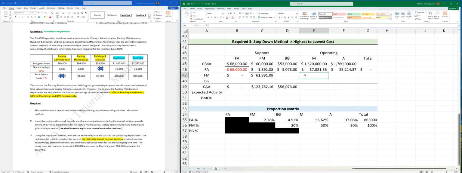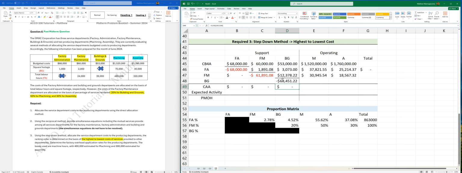Okay, now, let's go allocate away. So first off, the cost that we're going to allocate, and it should be a negative here, so equals minus sum. So equals minus that times 20% because factory maintenance provides 20% to building and grounds, then equals minus that times 50% because factory maintenance helps machining by providing 50% of the service. Then factory maintenance helps assembly by providing them 30% of their service. And there we go.